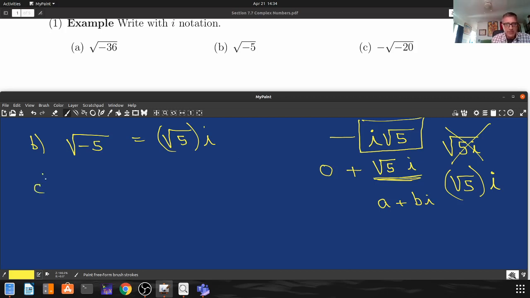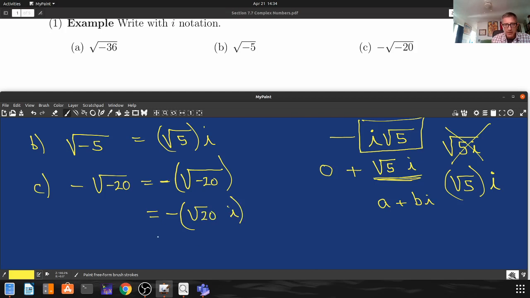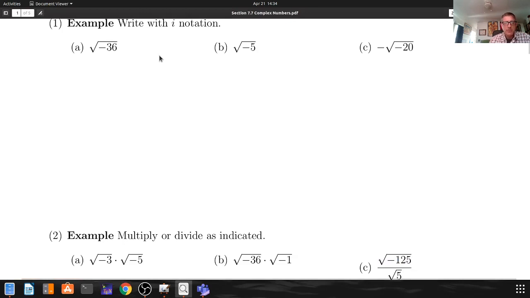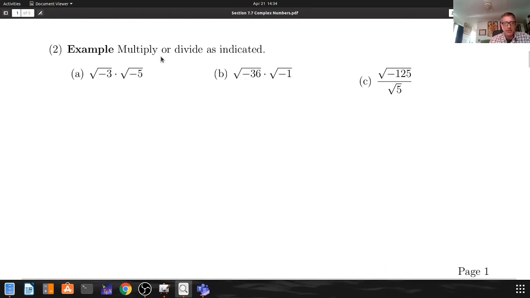So let's do number C. Minus the square root of minus 20. Let's put some parentheses in here to make this easier. So that's equal to minus the square root of 20 times I. So that's pretty simple, writing numbers with I notation.